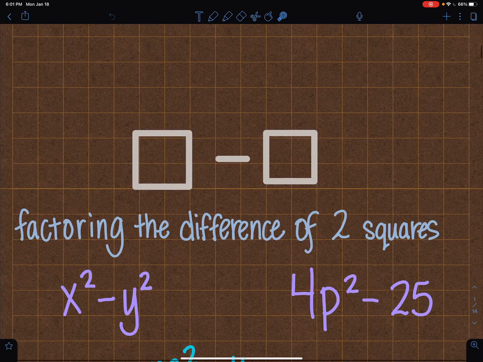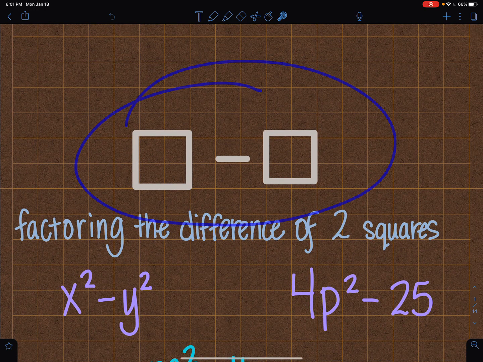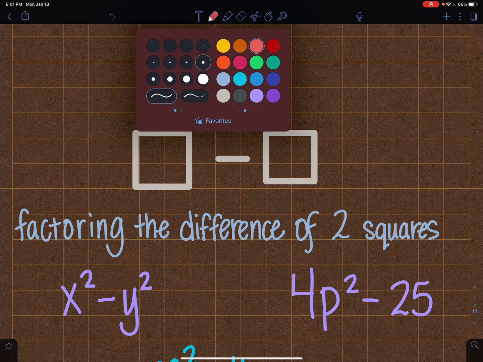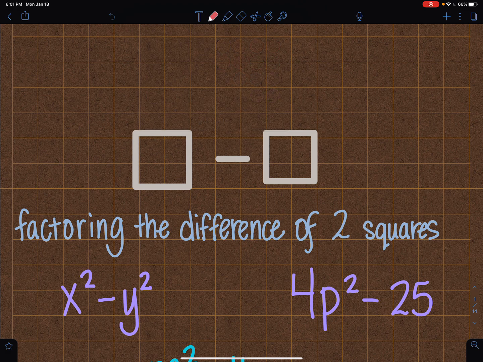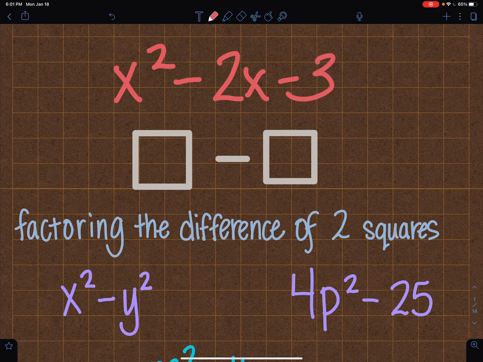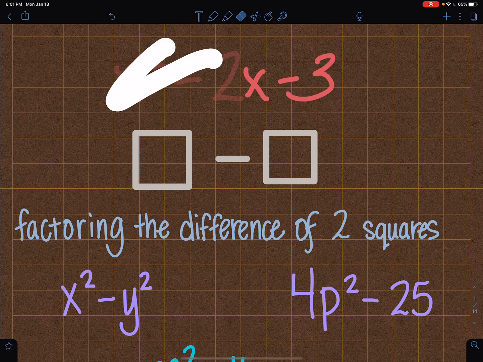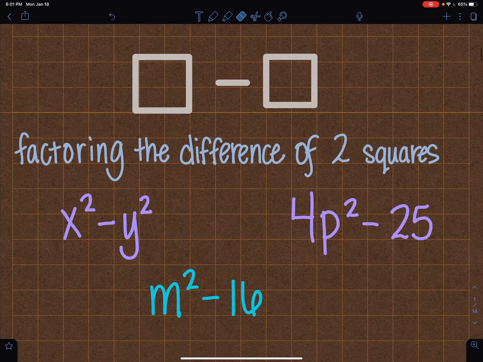Okay. The difference of two squares. No, silly, not squares like that. Well, a little bit squares like that. But we're going to talk about factoring the difference of two squares. So this is actually really cool. Instead of the typical trinomial, remember the trinomial looks like x squared minus 2x minus 3 or something like that. That's a trinomial, has three different terms. But what if there's only two terms?